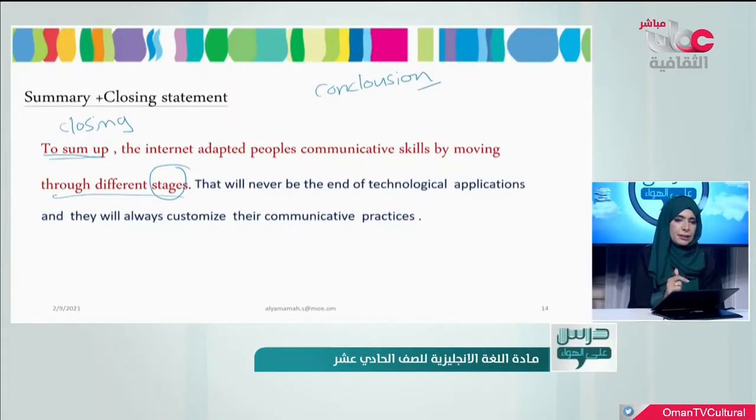The closing statement, as we said, should leave a good opinion, good information or a good interest about the topic. Look at the language or the grammar: that will never be the end of the technological applications, and they will always customize their communicative practice. So we are talking about people that will keep changing since we are updating different applications related to communication.